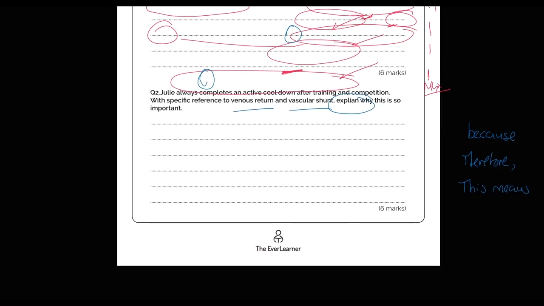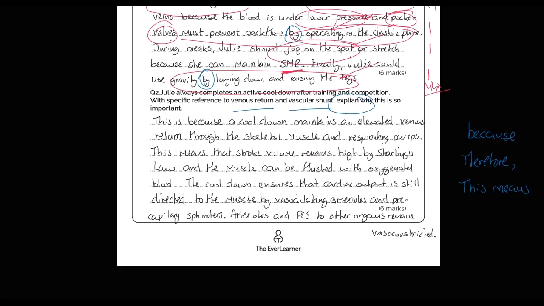Let's have a look at the... oops, pressed the wrong one. This is because a cooldown maintains an elevated venous return through... So we've got elevated venous return through skeletal muscle and respiratory pumps. Nice. Okay, probably going to get 2 marks there.